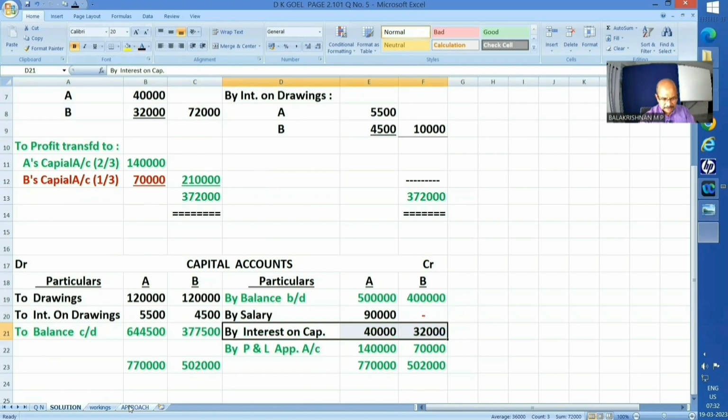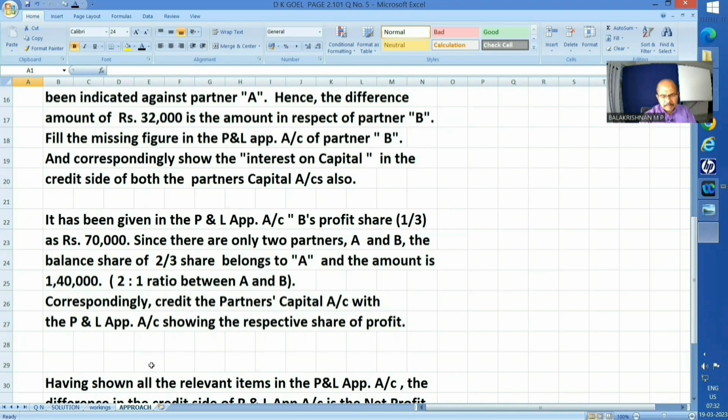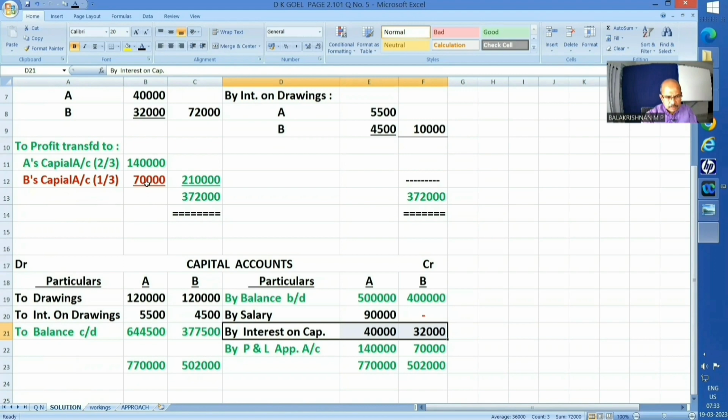That's all. Next. It has been given in the P&L appropriation account, B's profit share, that is 1 by 3, rupees 70,000. Since there are only two partners, A and B, the balance share of 2 by 3 belongs to A. So apparent, no? And the amount is 1,40,000. How? 2:1 ratio, is it not? B 1 by 3 means A has to be 2 by 3. So A to B ratio is nothing but 2:1. Okay. This is also over. 70,000 is given. This has to be 1,40,000. So this section is over.